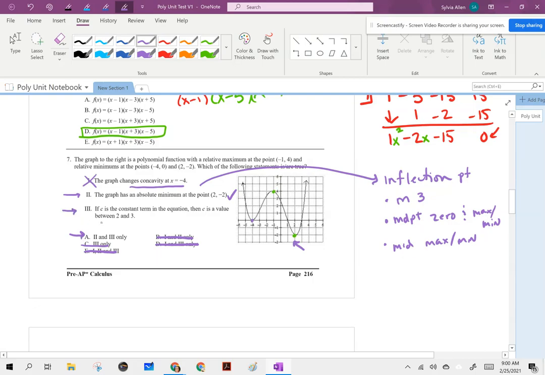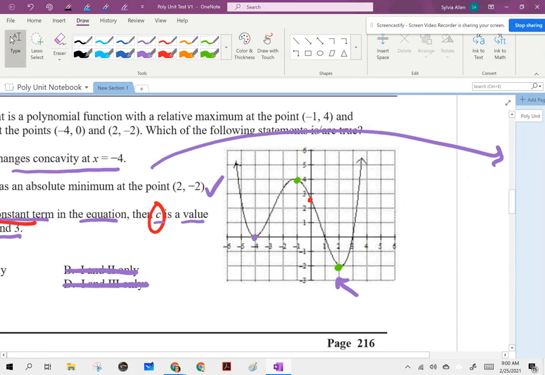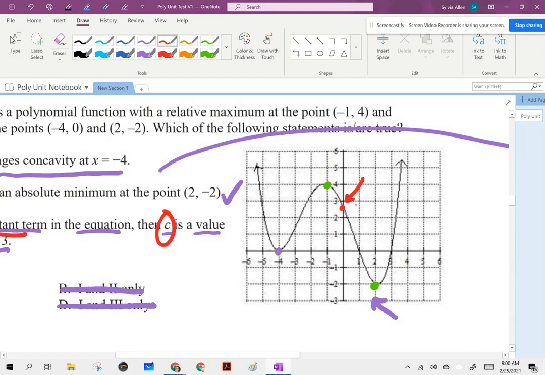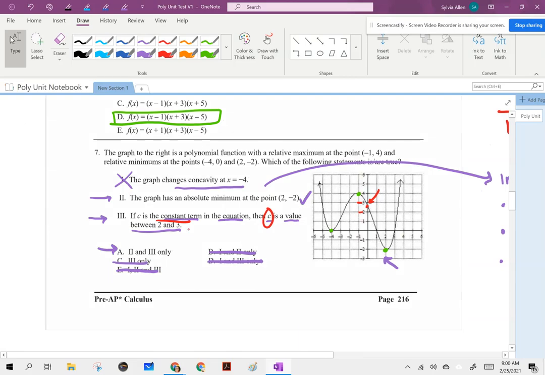But let's go ahead and take a look at 3. It says if C is the constant term in the equation, then C is a value between 2 and 3. Well, what do you know about the C value? Well, the C value is the constant, which is the y-intercept. So if I take a look at the y-intercept is between 2 and 3. So that is a true statement. So that's, again, another way to validate that A is our proper choice.